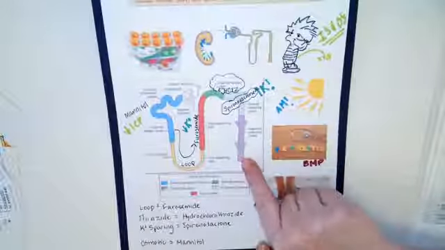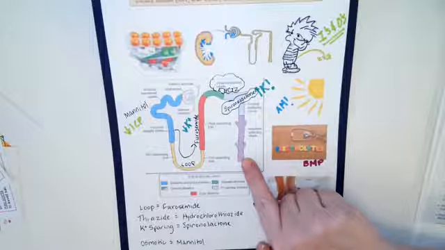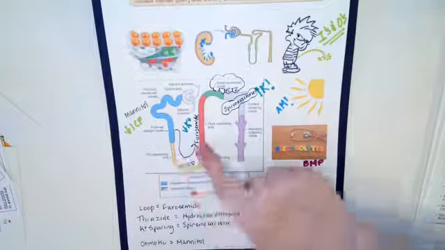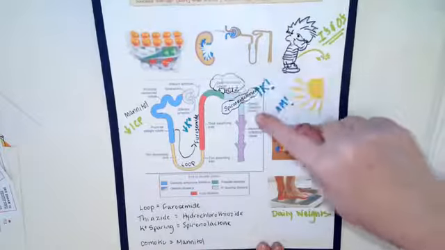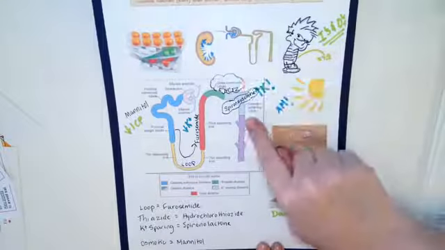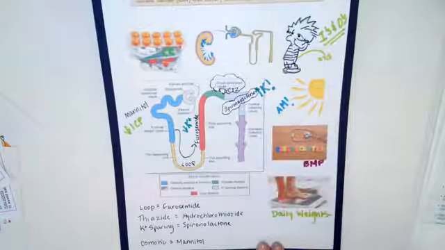and then know which part of the tubule these work in. I think it's kind of easy if you just remember them in order: mannitol, furosemide, hydrochlorothiazide, spironolactone. So that's the little pathway that they follow.